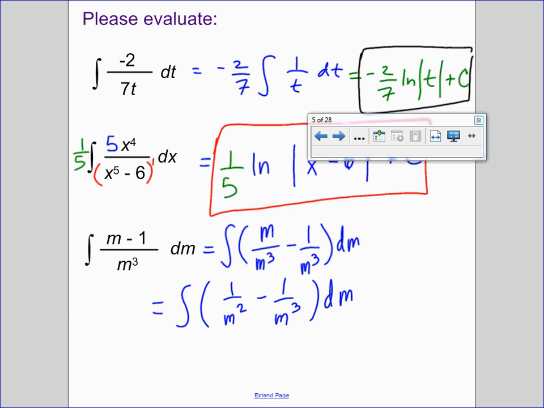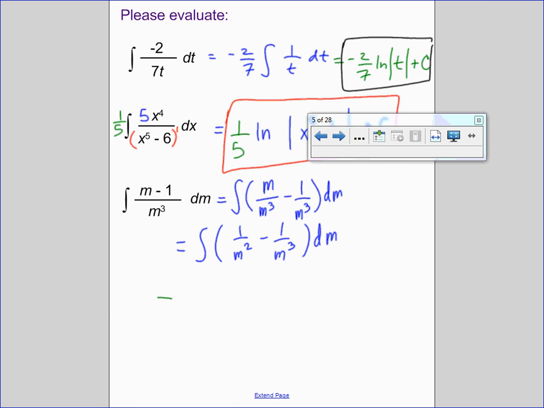And what rule would I use for this first term, 1 over m squared, as an antiderivative? Power rule. This is m squared on bottom. Don't use natural log. This is a power rule where my current exponent is m to the negative 2. So going term by term, I integrate: add 1 to the exponent, that gets m to the negative 1, divide by the new exponent, negative 1. So I get negative 1 over m as an antiderivative for 1 over m squared.